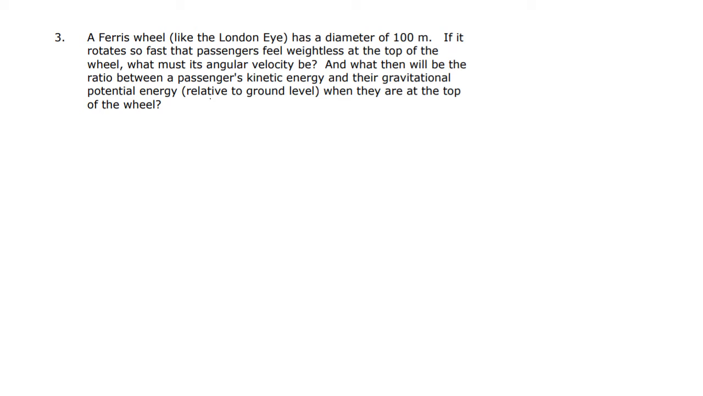A Ferris wheel, like the London Eye, has a diameter of 100 meters. If it rotates so fast that passengers feel weightless at the top of the wheel, what must its angular velocity be, and what then will the ratio between the passenger's kinetic energy and their gravitational potential energy relative to the ground be when they're at the top of the wheel?